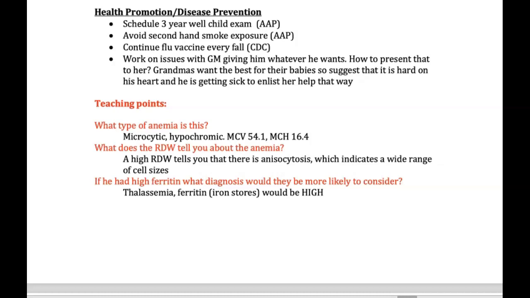And so what are the causes of microcytic anemias? One of them is iron deficiency anemia, which is the most common cause. What does RDW tell you about the anemia? A high RDW tells you that there is a wide range of cell sizes. Okay, what if his stores, his ferritin, had been high? Then what would be the most likely diagnosis to consider? Thalassemia. Ferritin, or those iron stores, are high.